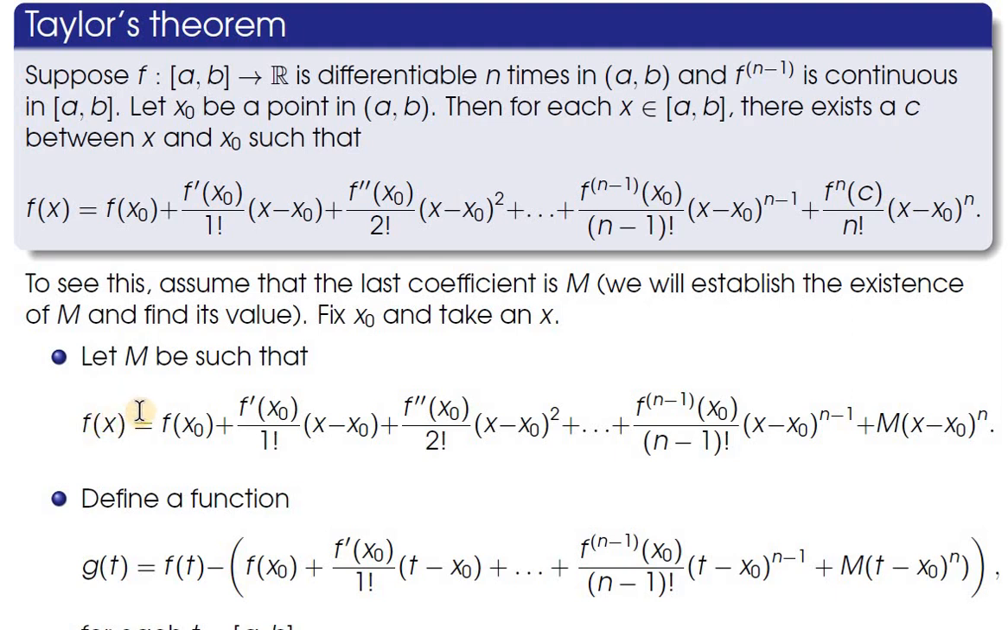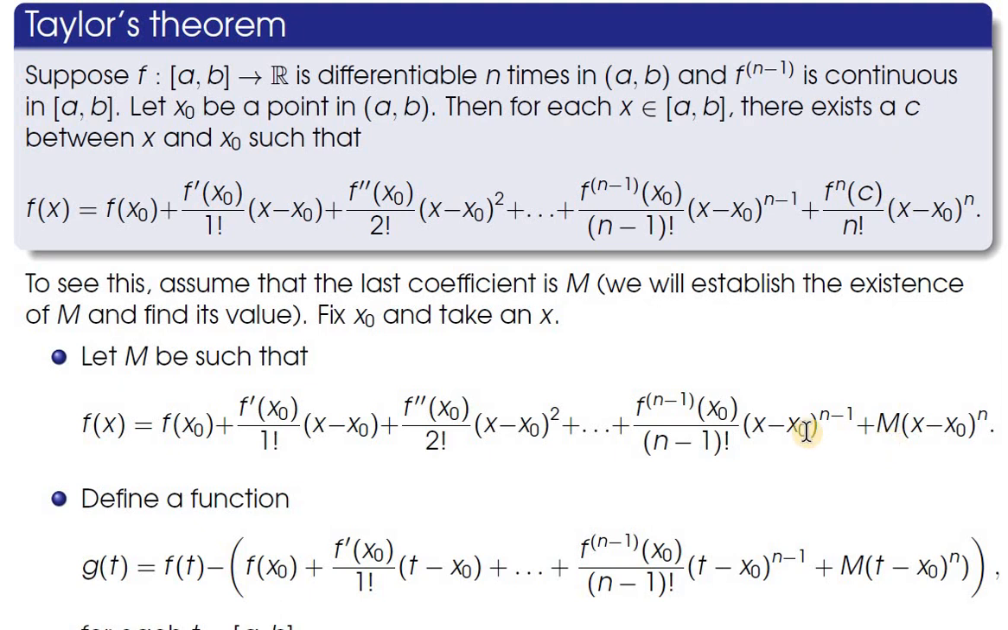So we define m such that f of x equals f of x naught plus f dash x naught by 1 factorial into (x minus x naught), etc., plus the (n minus 1)th derivative term, plus the last term taken as m into (x minus x naught) raised to n, and such an m always exists. Why? Because f of x is a real number. Once you fix an x, f of x is a real number, and the right side contains polynomial expressions, which are all real numbers, plus some real number into (x minus x naught) to the power n. Of course, this m will depend on x.